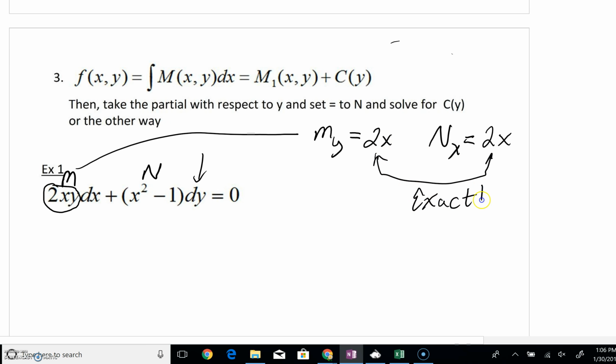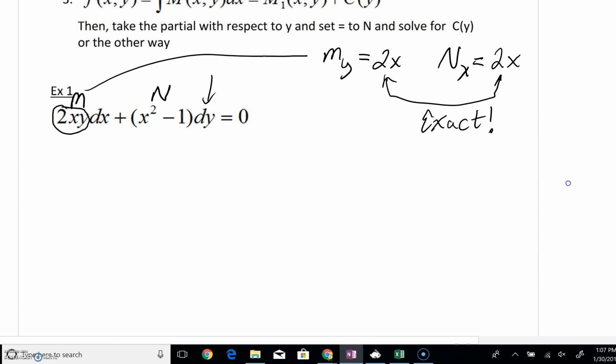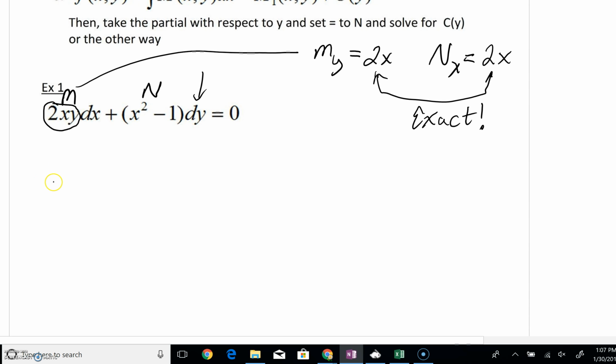So we can proceed. You could say, well, what do you mean proceed? Well, choose one of these, and usually it's M. And I'm going to say, look, I'm going to assume that M right here is in fact the partial derivative of some function f with respect to x, breaking it down as a differential like we did in multi. You'd say, okay, well, what do we do next? Well, guess what? We're going to take an antiderivative. We're going to integrate with respect to x. So we integrate.